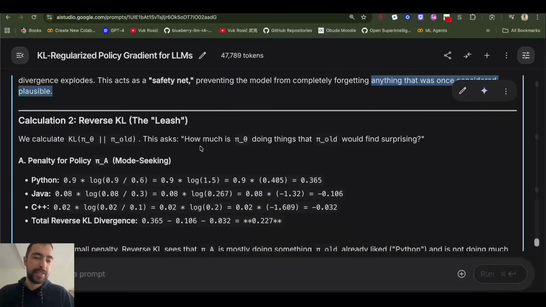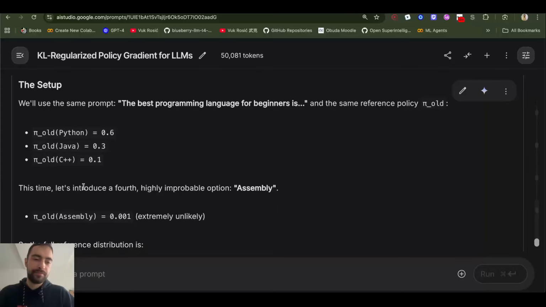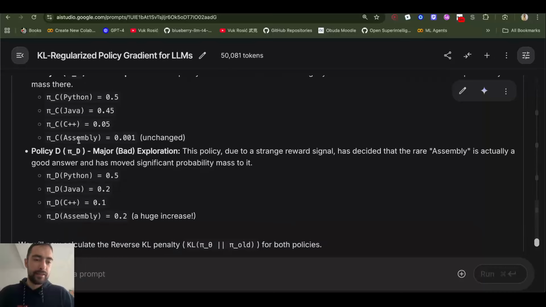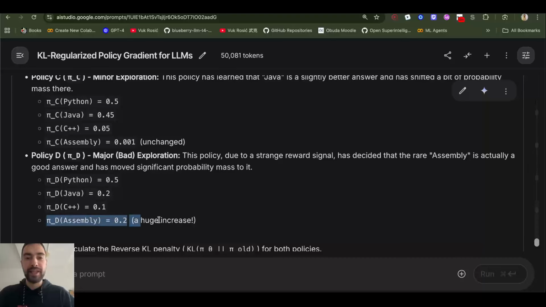Okay, so that's forward. Let's see now reverse KL divergence. This one will punish if the new model assigns higher probabilities to what the old model considered very unlikely, very low probabilities. I will show you an example. Let's say we have another coding language, assembly, and here it's 0.1% or 0.001, so highly unlikely that this is a good language. And let's say that in the first example it's unchanged, in the second example it goes to 0.2, a big increase. Let's see what happens with our KL divergence.